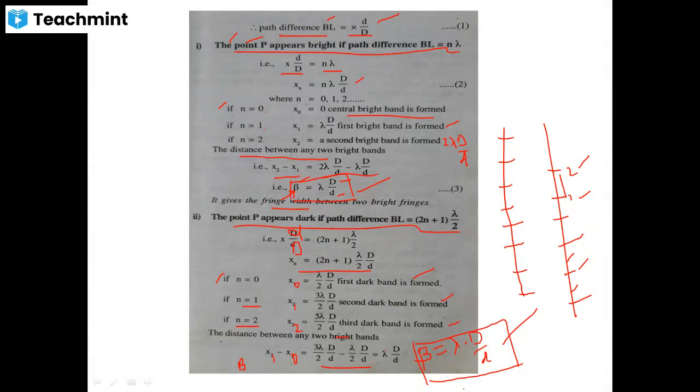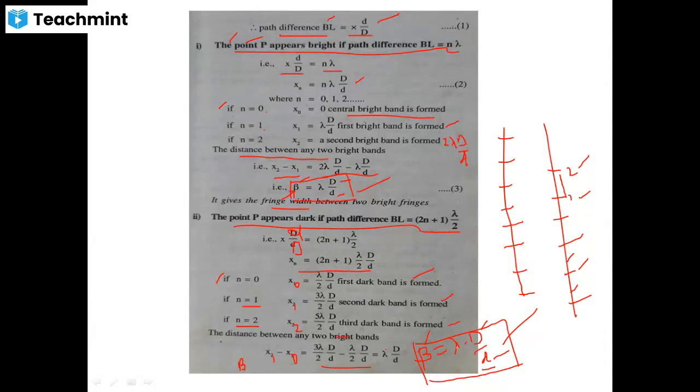One more interesting thing is that this fringe width beta is inversely proportional to small d. Lesser the distance between the two slits, more is the fringe width. More the distance between the two slits, lesser the fringe width. And more the distance capital D between the screen and the slit, more the fringe width. Lesser the capital D, lesser the fringe width. So from this we can draw many conclusions. So finally, this fringe width depends upon what?